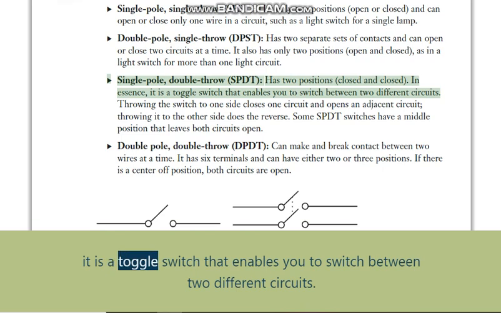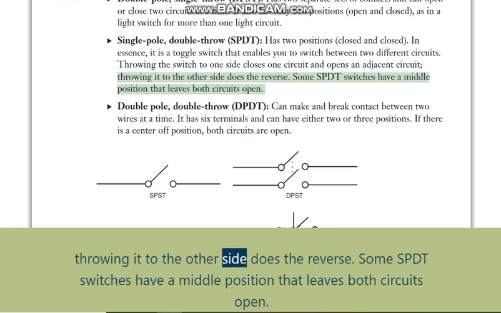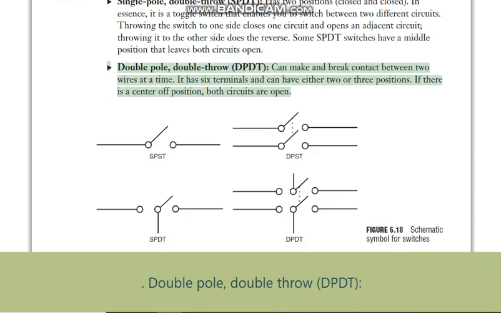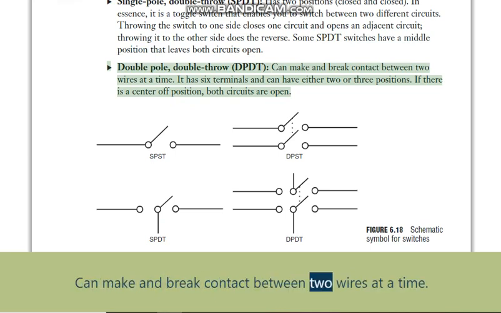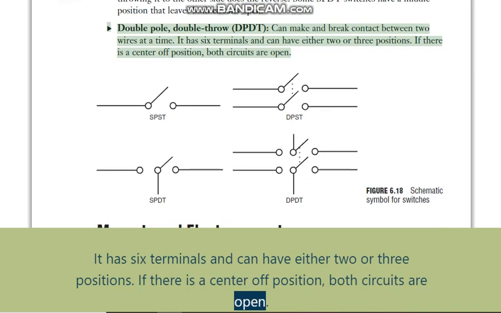In essence, it is a toggle switch that enables you to switch between two different circuits. Throwing the switch to one side closes one circuit and opens an adjacent circuit. Throwing it to the other side does the reverse. Some SPDT switches have a middle position that leaves both circuits open. Double pole, double throw, DPDT, can make and break contact between two wires at a time. It has 6 terminals and can have either 2 or 3 positions. If there is a center-off position, both circuits are open.